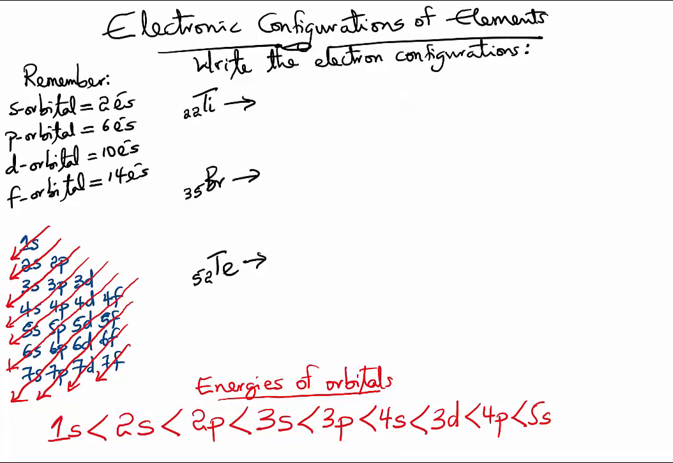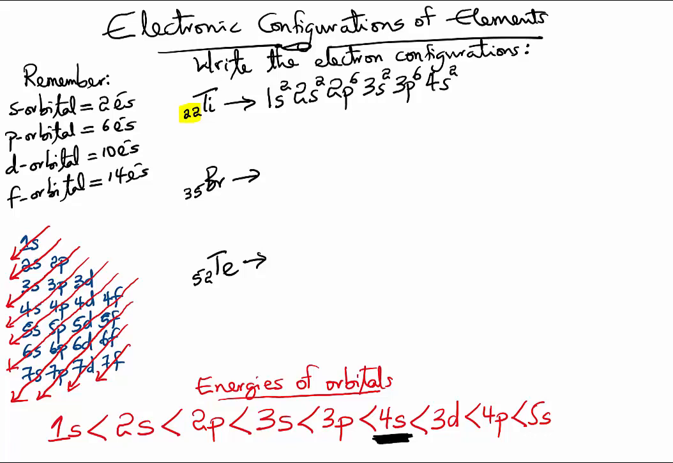Let us write the electron configuration for titanium. On the periodic table, titanium is element number 22, which means it has 22 electrons and 22 protons. So the electron configuration will be 1s2, 2s2, 2p6. So far, I've used only 10 electrons. 3s2, 3p6, 4s2. So far, I've used 20 electrons, and I have filled up the 4s orbital.